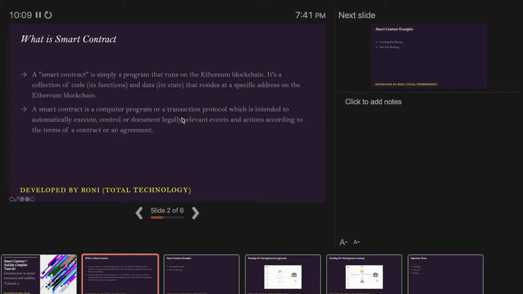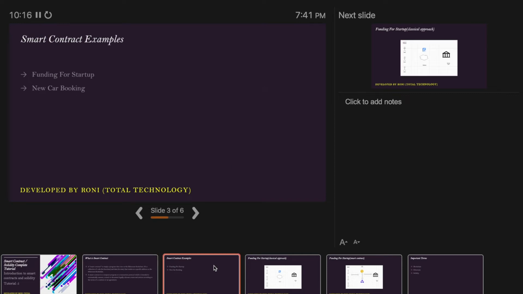I think I definitely confused all of you by telling too many jargon and stories. So let me tell you something very interesting. Smart contract example, and after that I'll explain this again with an example: funding for startup and new car booking.